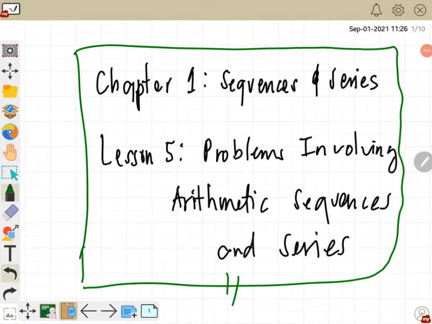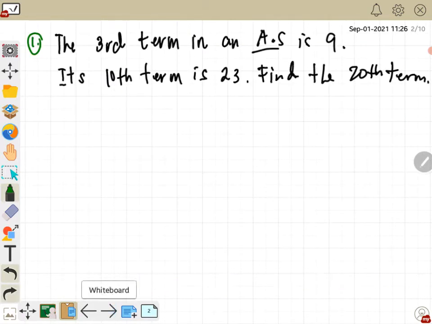Welcome to our lesson 5. In this lesson, we're going to solve some problems involving arithmetic sequences and arithmetic series. And this is still part of our chapter 1, which is sequences and series. Let's start with our very first problem.